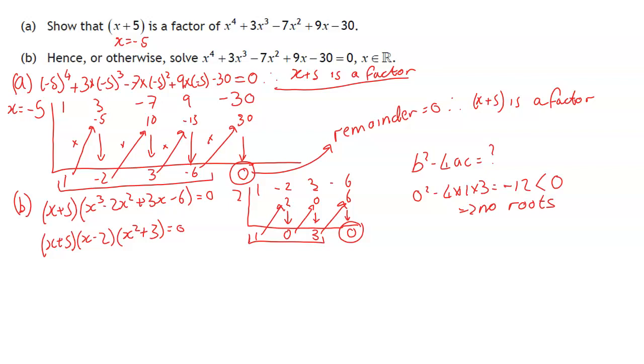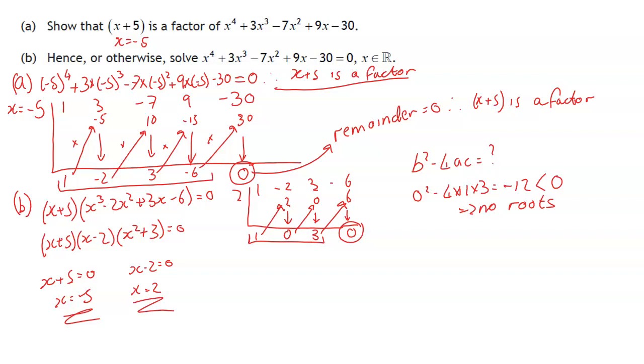So if I want all these 3 brackets equal to 0, I know then that either x plus 5 is equal to 0, or x minus 2 is equal to 0. My x squared plus 3 cannot be equal to 0 in any way, shape or form. So x plus 5 is equal to 0, I know that x is equal to negative 5. x minus 2 is equal to 0, I know that x is equal to 2. Now there's my 2 solutions.